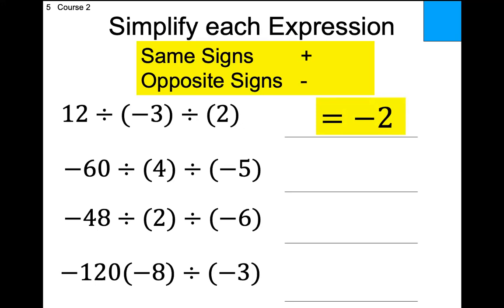Hey, do we have any division here? Yes. We must go left to right. 60, and we already determined the answer was positive. 60 divided by 4 is 15. 15 divided by 5 is 3. So the answer is 3. Right? All right. We already determined that this one the answer is positive. So we put equals. Now we just do it. 48 divided by 2 divided by 6. 4.